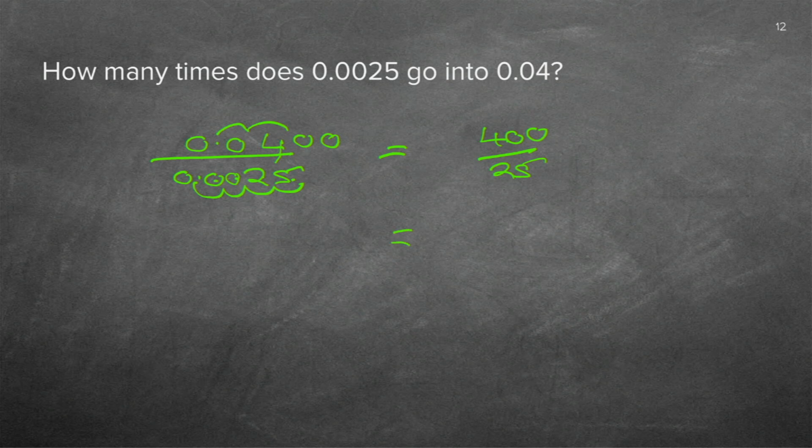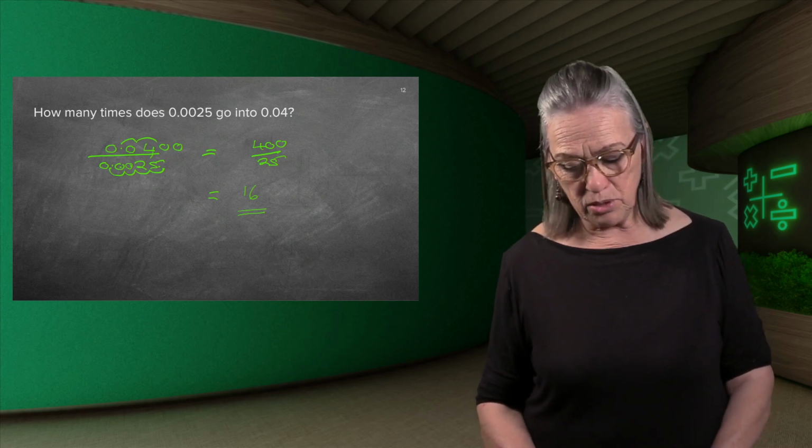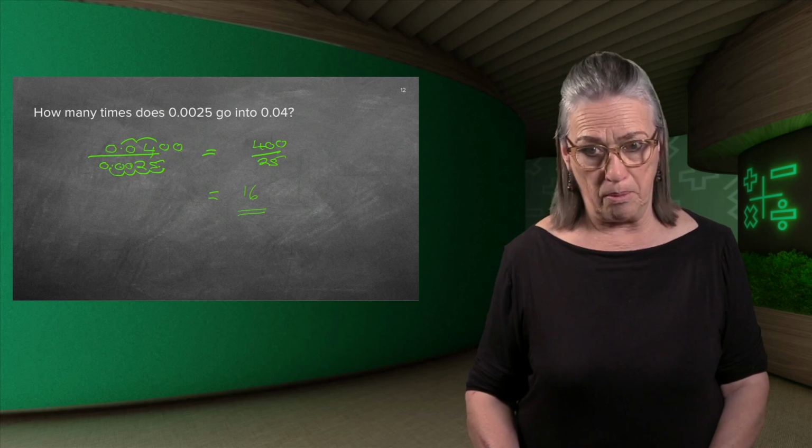And our answer is, 25 goes into that, I think it is 16. So how many times does 0.0025 go into 0.04? 16 times. Okay, just one thing you must remember. If you move your decimal at the bottom, you must also move it at the top. Cool.